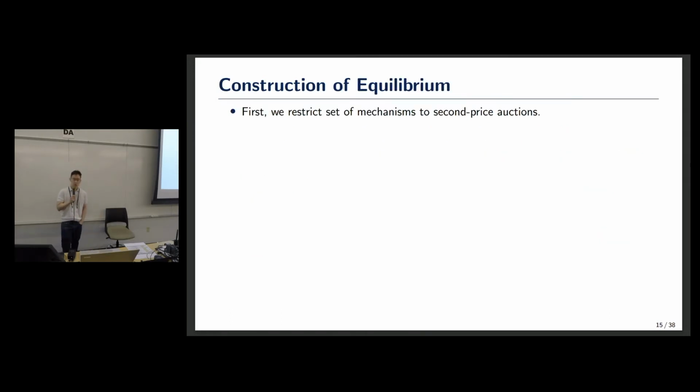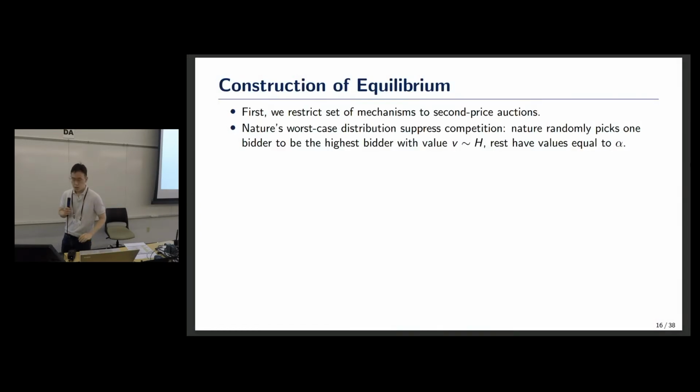So here's the strategy. We're first going to restrict the set of mechanisms to be second price auctions. In that case, the only lever the seller can choose is the reserve price. So we're going to find this equilibrium between the reserve price and the worst case distribution. The worst case distribution has a very intuitive structure. Nature is going to suppress competition. Nature is going to pick one bidder uniformly at random to be the highest value bidder, and the rest of the bidders, their values are going to be set to some fixed value alpha. And the highest bidder, their value is going to be drawn from a CDF H.